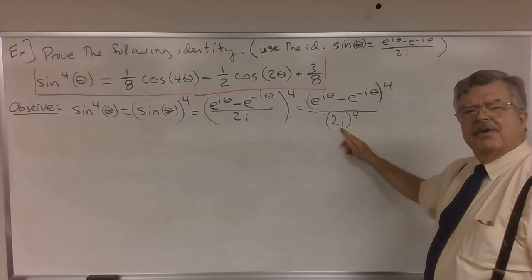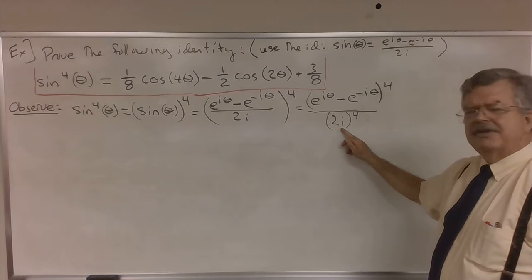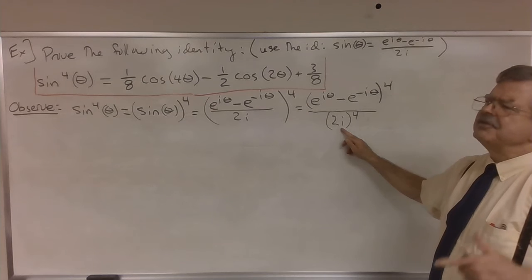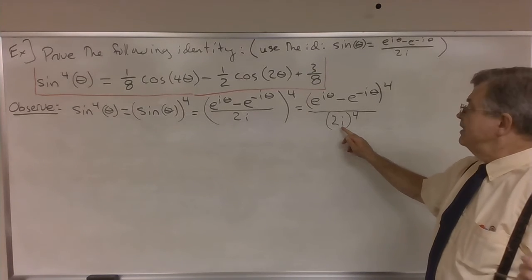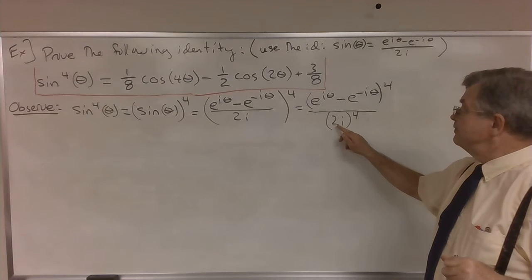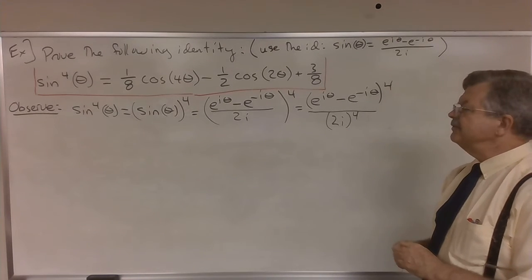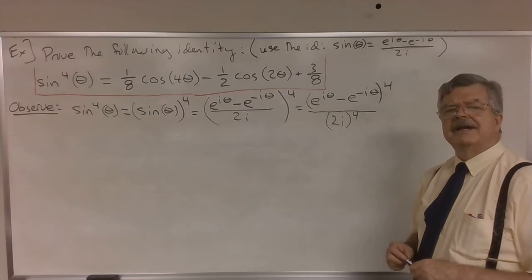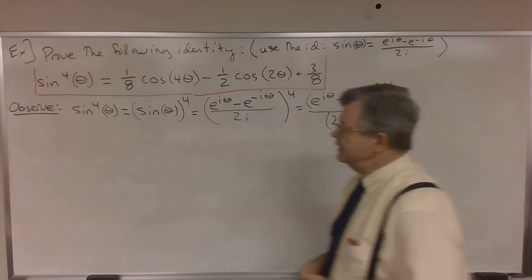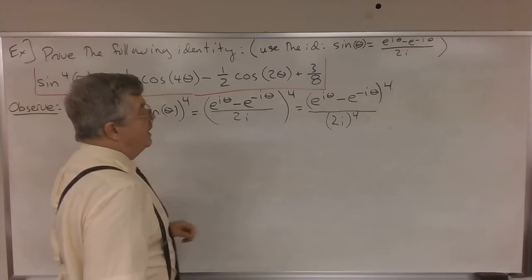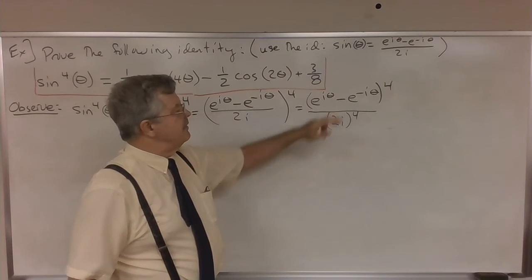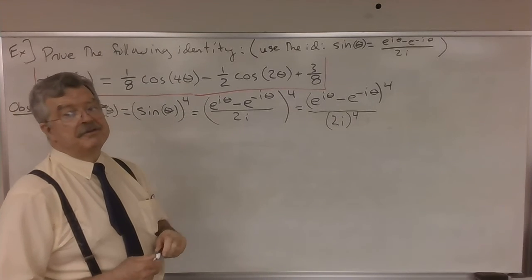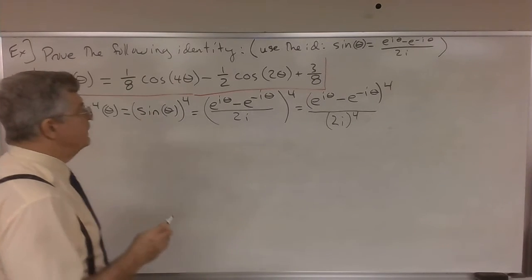And i to the fourth, what is that? Let's see, i squared is negative 1. So i to the fourth is i squared times i squared. That's negative 1 times negative 1. So i to the fourth is just 1. And 2 to the fourth is 16. So we're looking at a denominator of 16. And we can use the binomial formula to multiply that out, or if we know the coefficients already, we can just do it that way.